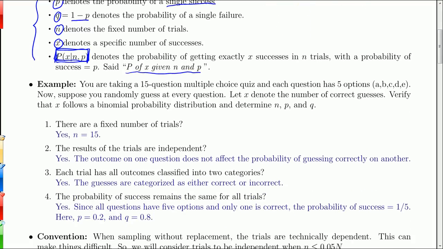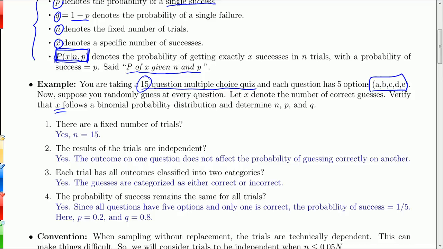Suppose you're taking a 15-question multiple choice quiz. Each question has 5 options, A, B, C, D, and E. Now, you randomly guess at every question. You have a random guessing generator in your head. You can just randomly grab these things. Let x denote the number of correct guesses. On a 15-question multiple choice quiz, you can get between 0 and 15 correct guesses.